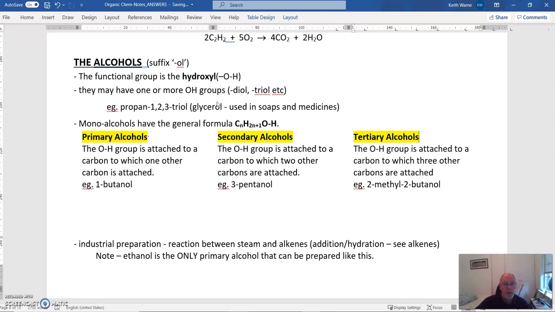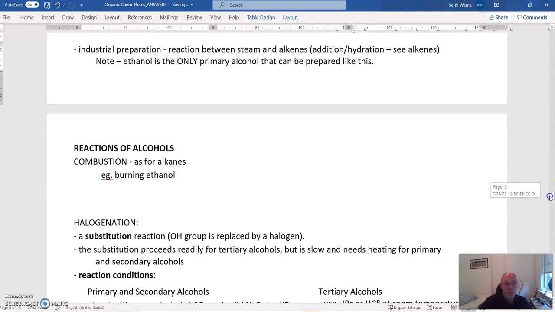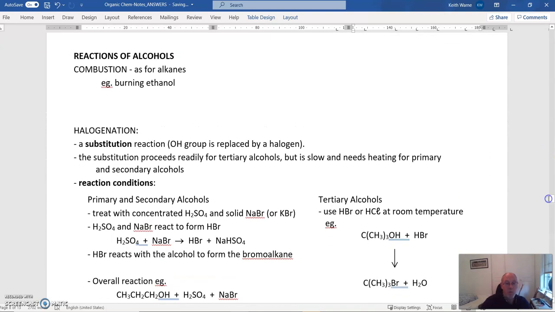Okay. Then we mentioned the primary, secondary, tertiary. It's written down in words there for you. You should be able to draw the structure of all of these. 2-methyl-2-butanol. Have a go drawing these. You can check them in the completed section of notes that I've put up. And then preparation. A couple of notes mentioned there about preparation. But now let's move on to the reactions of the alkenes.